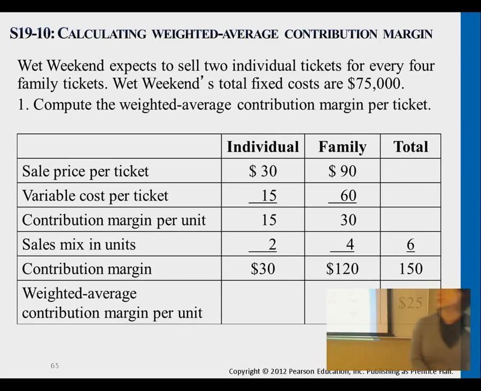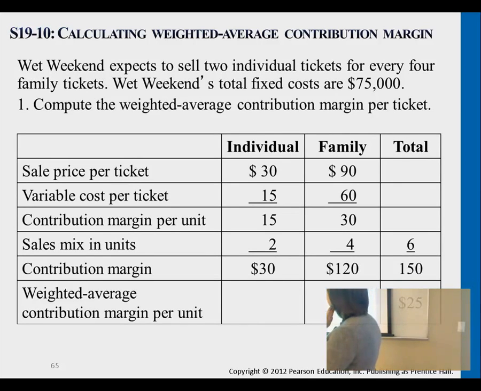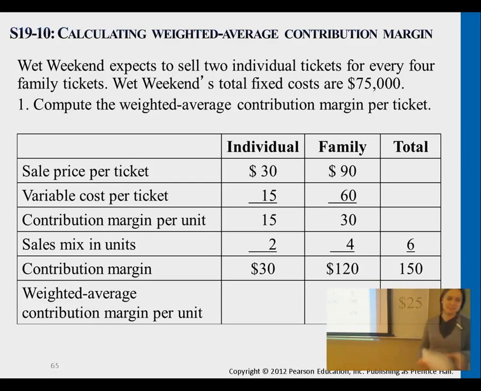Okay, so let's look at how we calculate it. Sales price per ticket, 30.90, variable cost 15.60. So contribution margin per unit is the difference of those two, and the sales mix in units we know. That's why we have contribution margin as 30, 15 to 30, 34, 120. Then we add it all up, we get 150. Got it? Weighted average contribution margin, 25. Makes sense? The contribution margin is 150.